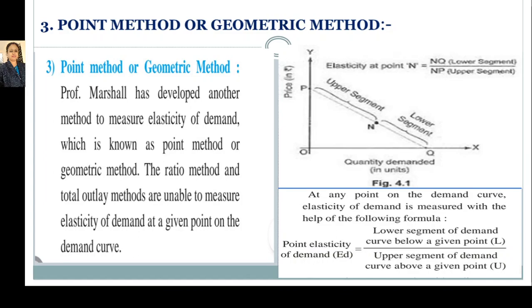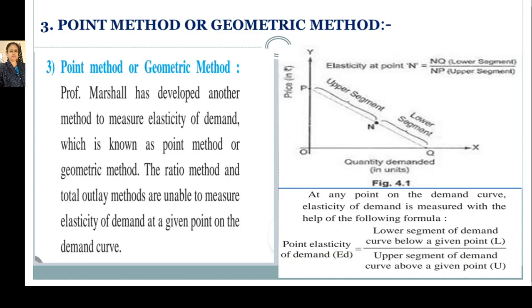Then we have to use a formula to find out the elasticity, and that formula is: at any point on the demand curve, elasticity of demand is measured with the help of the following formula. Point elasticity of demand equals the lower segment of the demand curve below a given point divided by the upper segment of the demand curve above a given point.